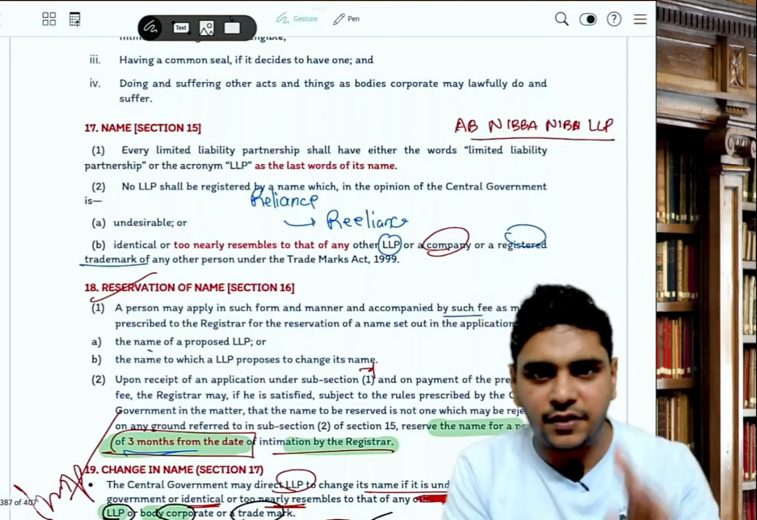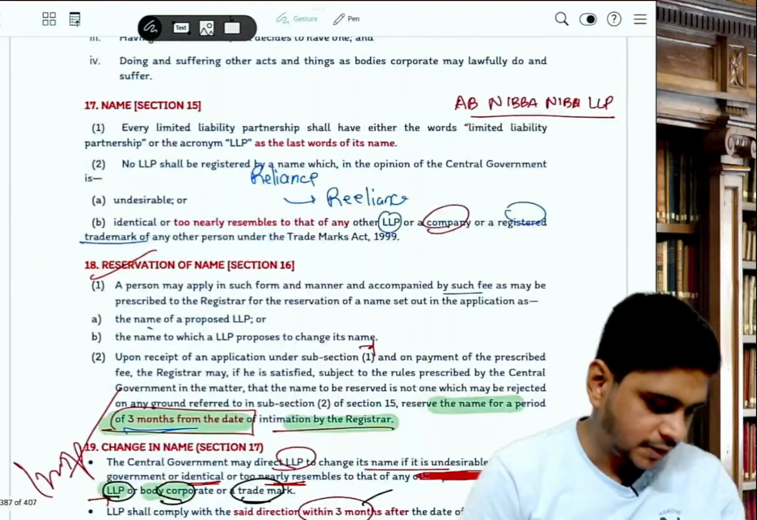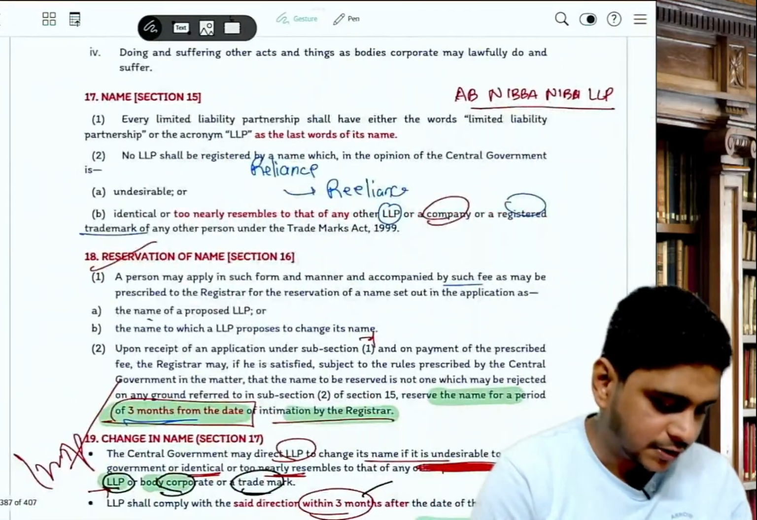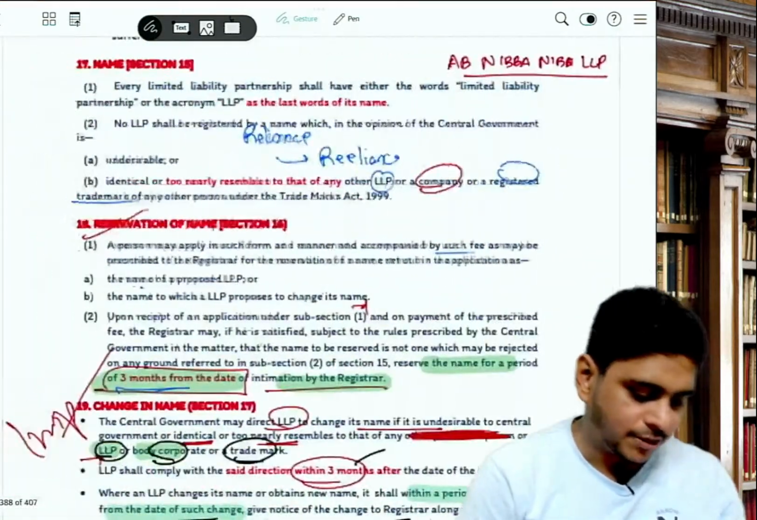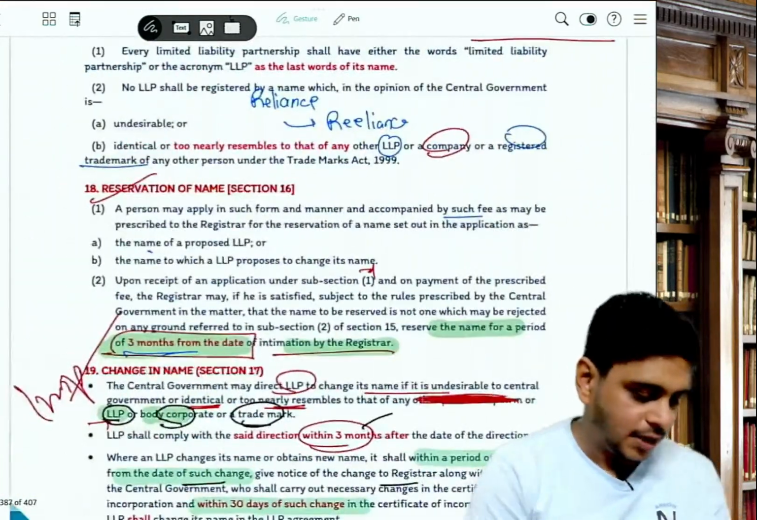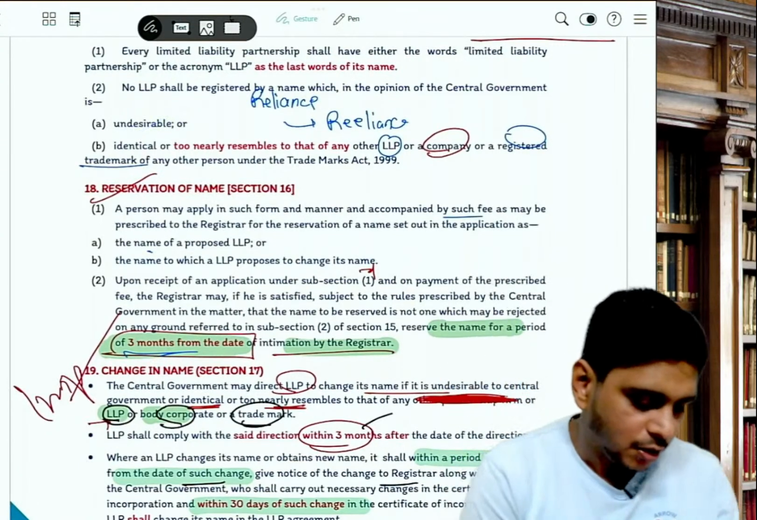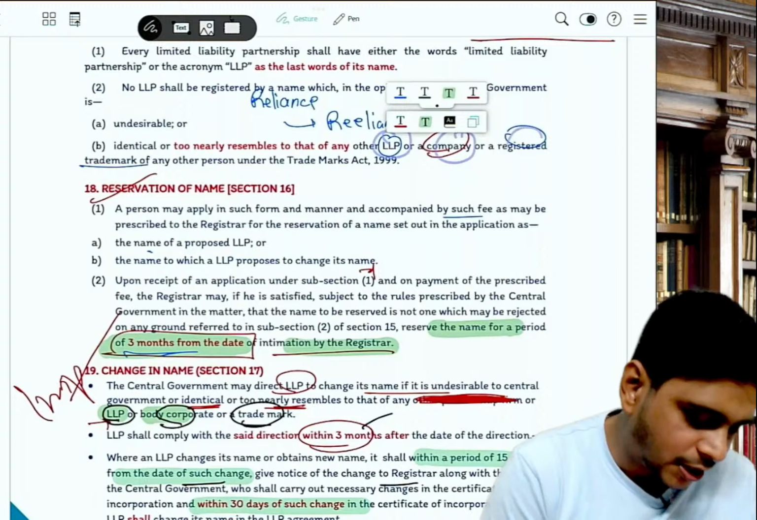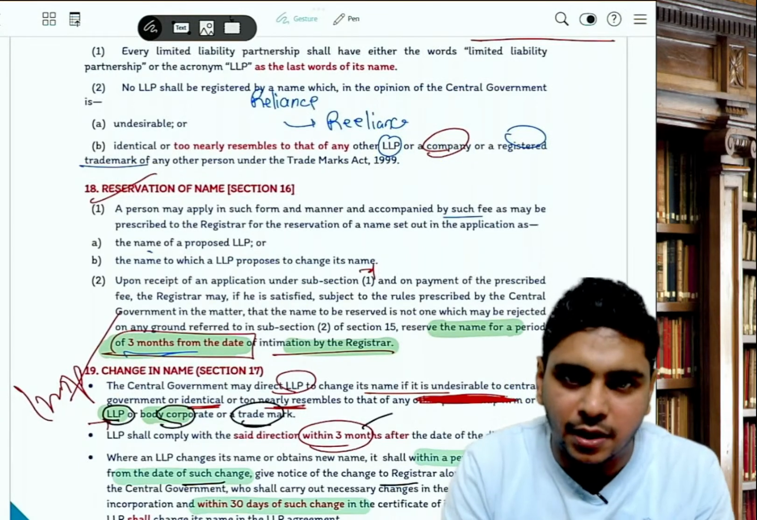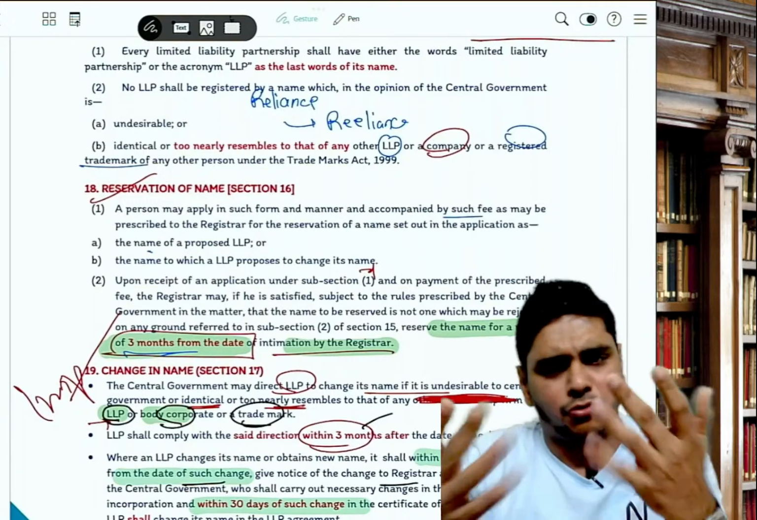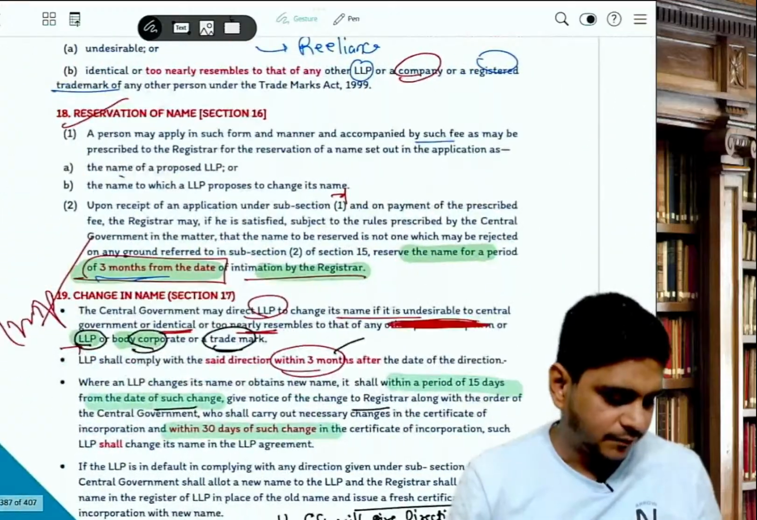Sections 15, 16, 17 are very important, repetitive in the exam. Sir, every LLP, what does it say? Every LLP shall have the words limited liability partnership or LLP as the last word of its name. No LLP shall be registered which in the opinion of CG has an undesirable name or which is too similar to an LLP, company or a registered trademark. It should not be the same as an LLP, company or registered trademark. However, if it is similar to a partnership firm, it is allowed. No problem.